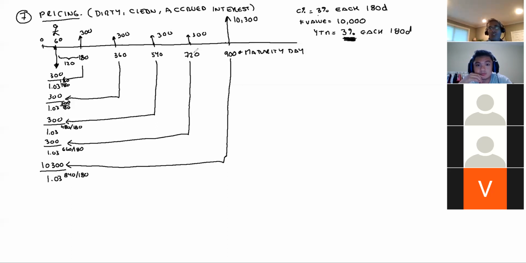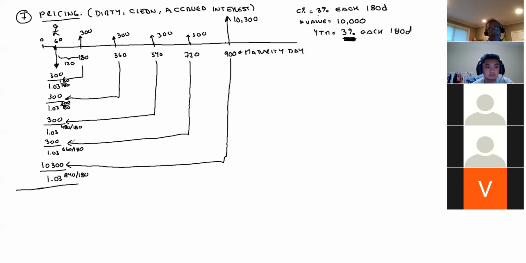So the price at the end of the day, guys, is the sum of all these numbers here. That's all. What I'm doing is discounting this 300 here, this 300 here, and so on. So what we're going to be doing is simply moving. That's why this 10,300, for example, moves 1, 2, 3, 4. So 4 times 180 plus 60 is equal to 840. And my rate is for 180 days, so that's why we have 180 always below.